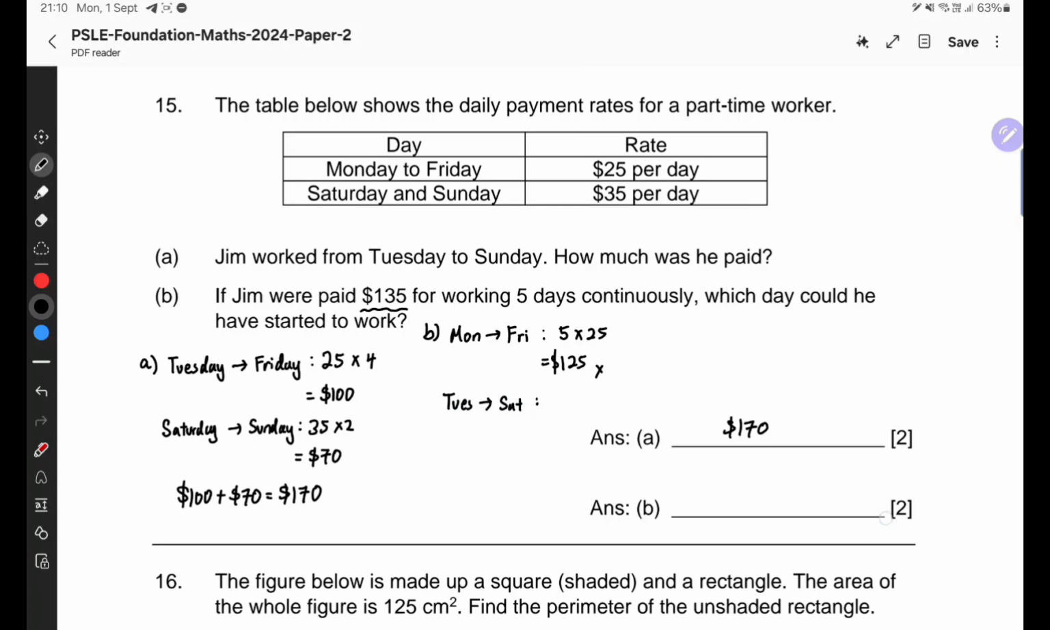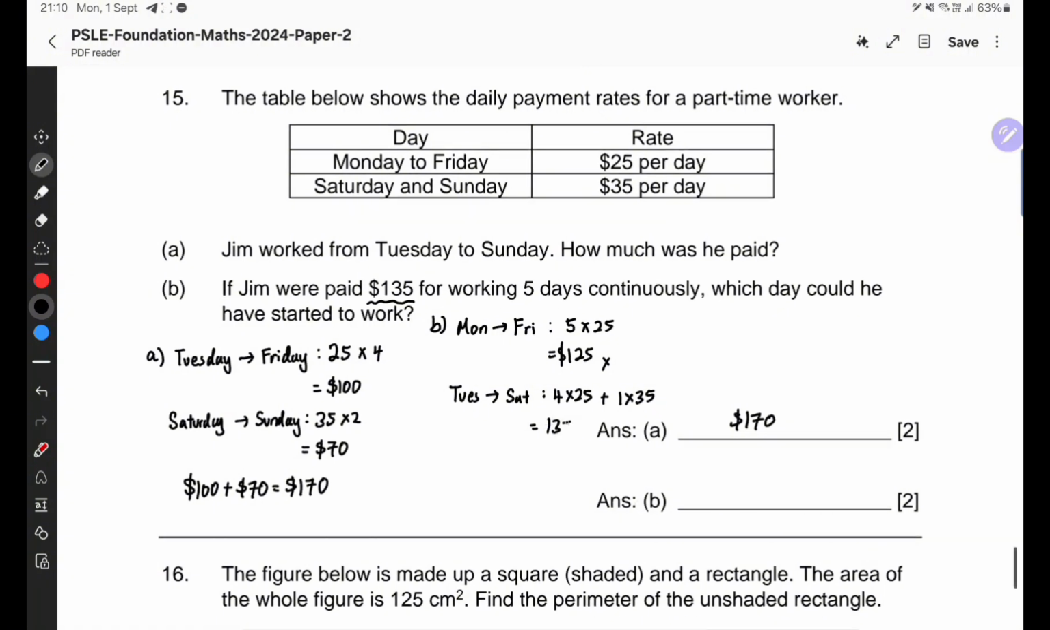So we try Tuesday to Saturday. Tuesday to Saturday is, first of all, Tuesday to Friday first, because Monday to Friday only. So 4 times 25 plus 1 times 35. 4 times 25 plus 1 times 35 is equal to $135. So the answer to this question is Tuesday.